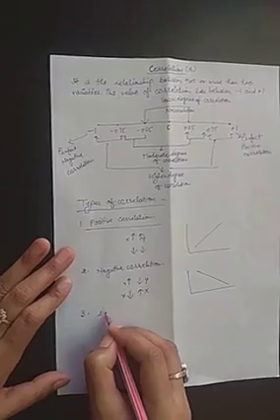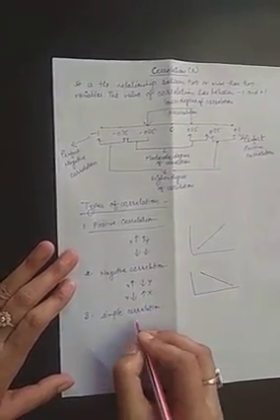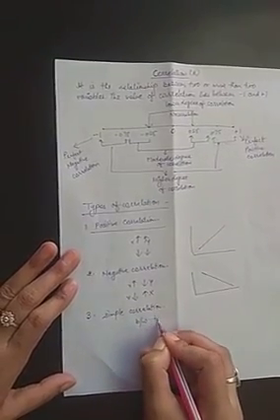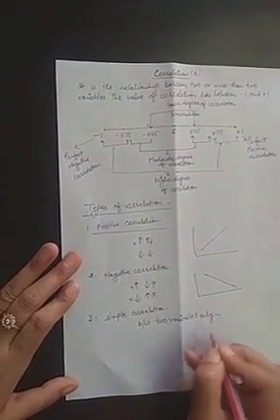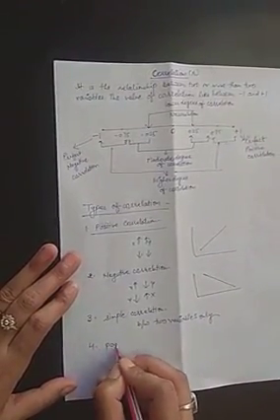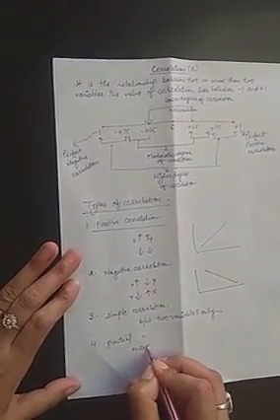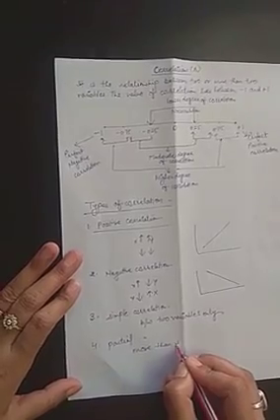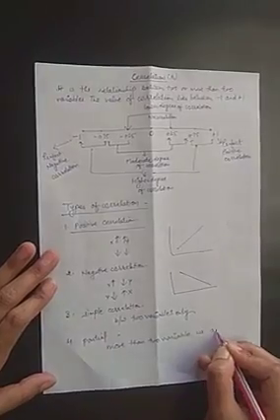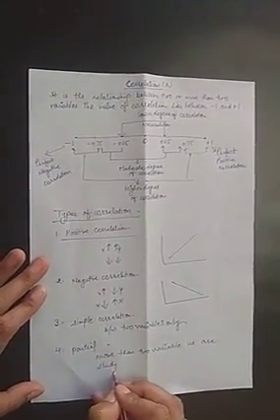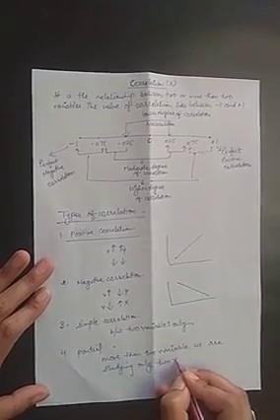Third is the simple correlation. Simple correlation means it is the relationship between two variables only. Fourth is partial correlation. It means we have more than two variables, but at a time we are studying only two variables, right?